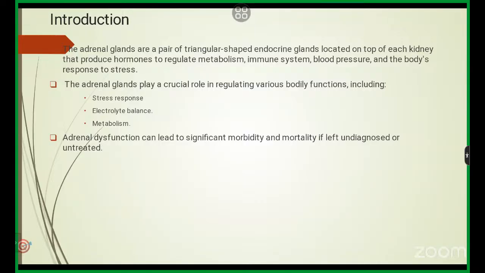Now, as I've said, there are a variety of hormones that are produced by the adrenal gland, which regulate vital functions such as metabolism, immune system regulation, blood pressure regulation, and body's response to stress. Now, we are going to look at how this gland plays a crucial role in regulating these functions. We are going to also look at the stress response, how electrolyte balance is regulated, and body's metabolism is regulated. Abnormal adrenal function can lead to significant morbidity and mortality if left undiagnosed or untreated.